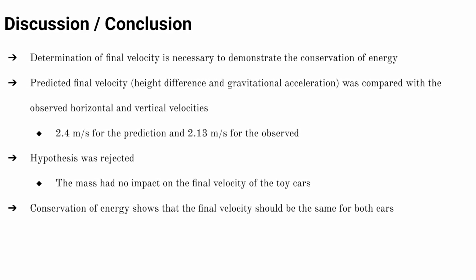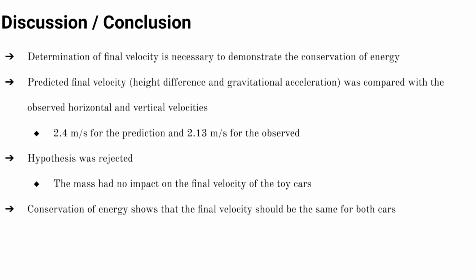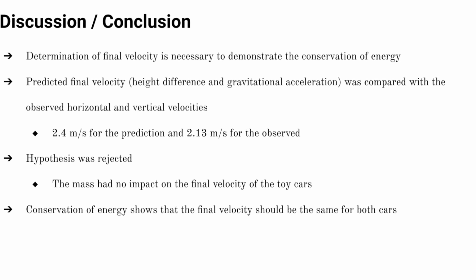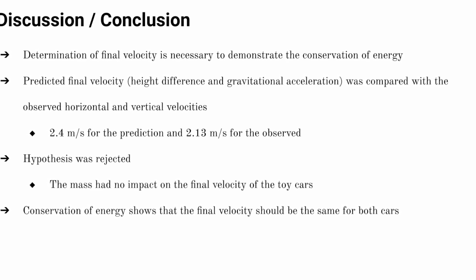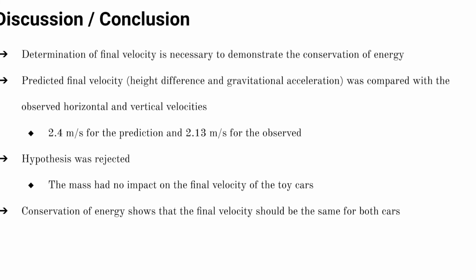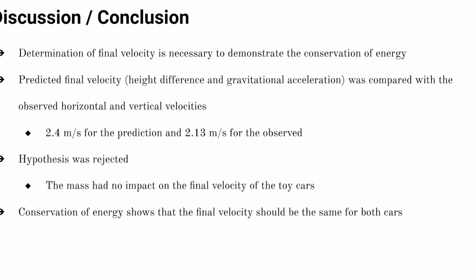The predicted final velocity was the same for both the heavy and light toy cars, because they fall down the car track at the same height, and the observed final velocity was composed of horizontal and vertical velocities. In the end, then, we found that the predicted and observed final velocities had a low percent error, 12.7%, and the conservation of energy was demonstrated.